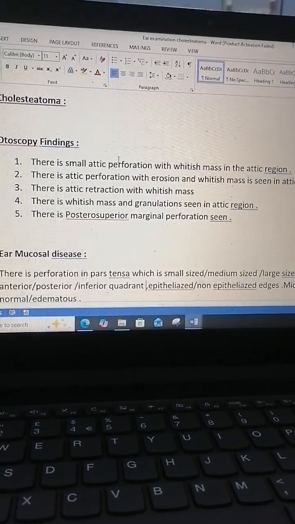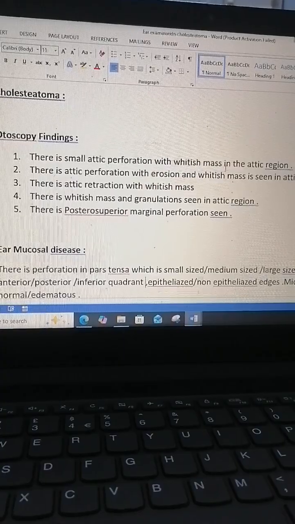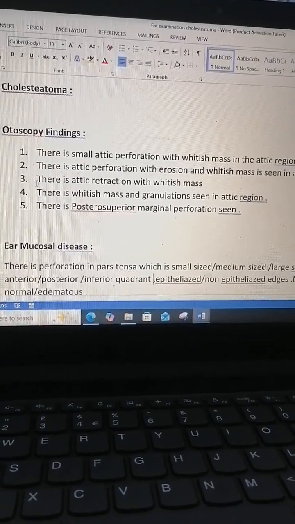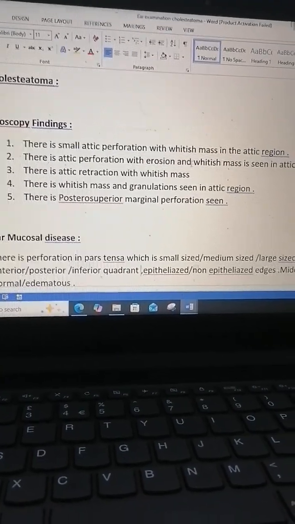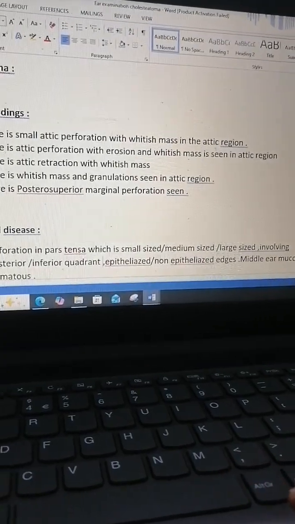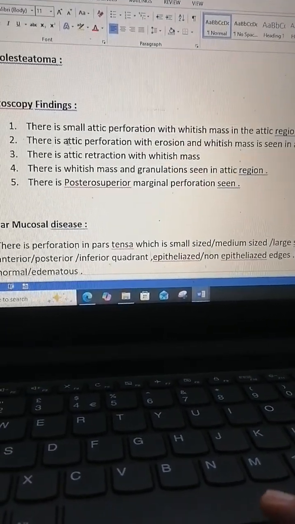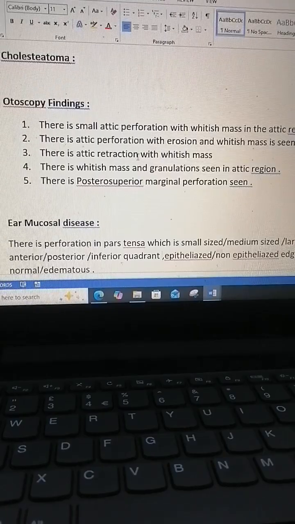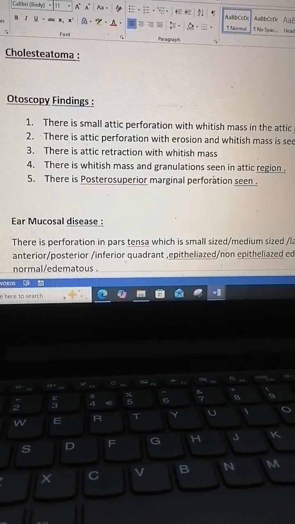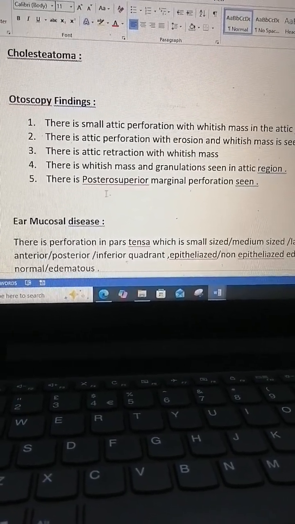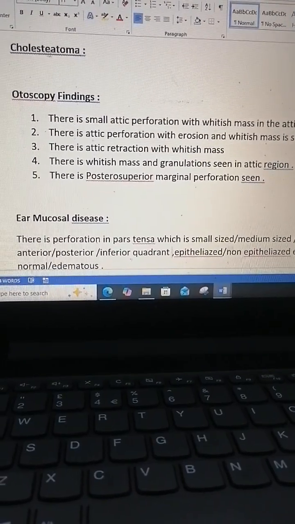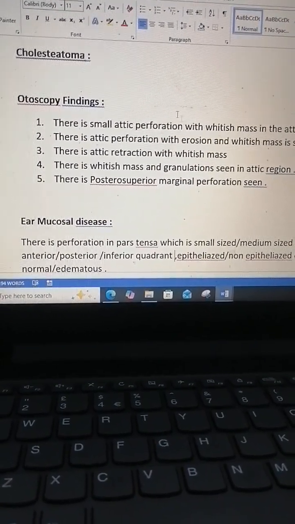There can be a small attic perforation with whitish mass. There can be attic perforation with erosion, and whitish mass is seen in the attic region. There can be attic retraction. There can be granulations, and there can be posterior marginal perforation. These all can be findings of a cholesteatoma.